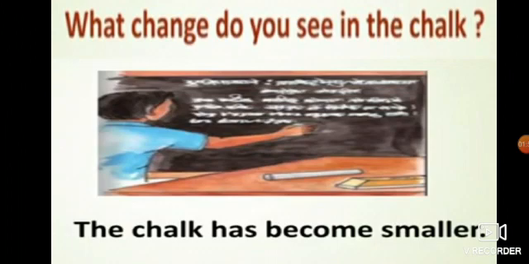So what changes do we see in the chalk? Does the size remain the same or change? When we use the same chalk again and again, we notice that the chalk becomes smaller and smaller in size. How does it become smaller? Because when we write on the blackboard, the particles stick to the blackboard. When we write with the white chalk, we can see the white color on the blackboard.